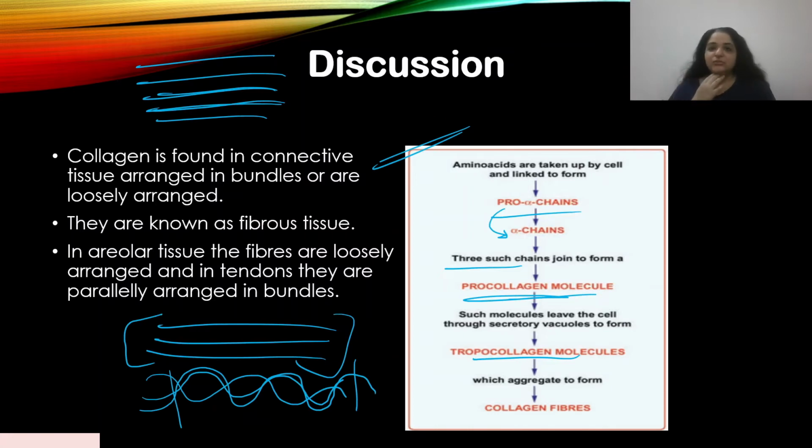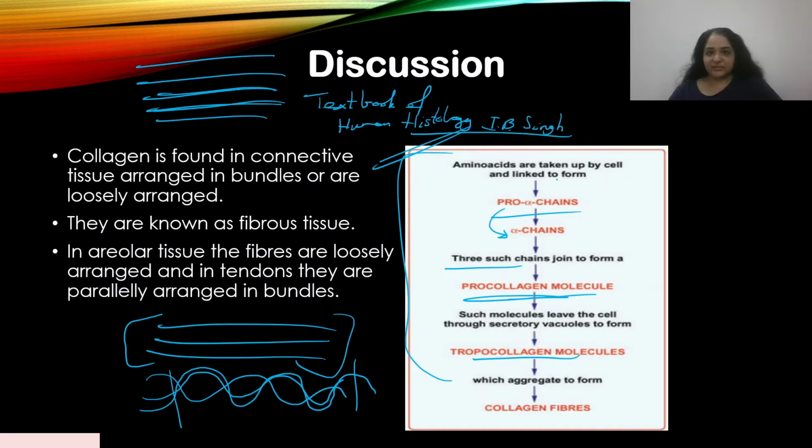I don't know how useful this information will be for NEET, but just to help you understand better what collagen is and how it is formed in the body, this flow chart is helpful. In case you're curious, I've taken this from the textbook of Human Histology by I.V. Singh. It's explained how collagen is formed there. But don't worry, you will come across this when you study medicine. This is a very common textbook, and you'll probably study it when you are studying for MBBS.